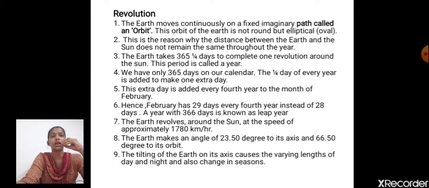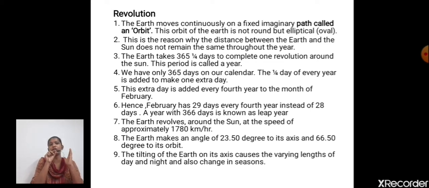The earth revolves around the sun at a speed of approximately 1780 kilometers per hour. This is the speed with which the revolution of the earth takes place. The earth makes an angle of 23.5 degrees to its axis and 66.5 degrees to its orbit. So the earth is not straight, the earth is tilted in nature. This tilt has a very important part.